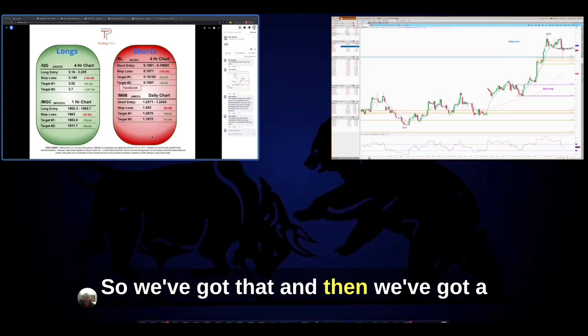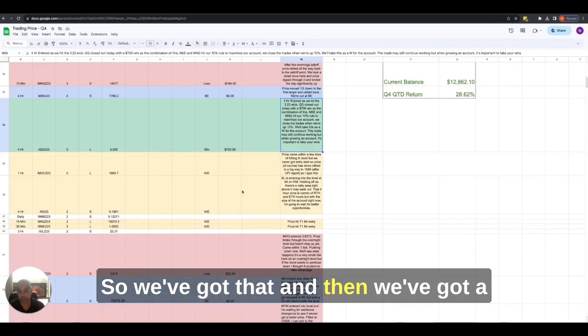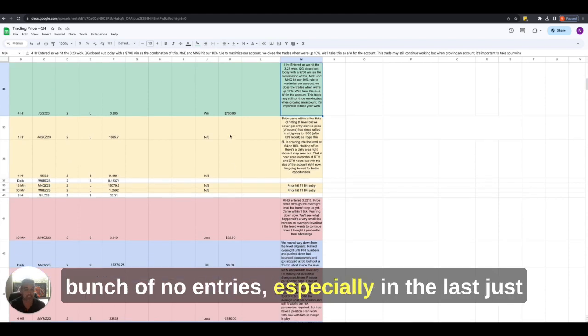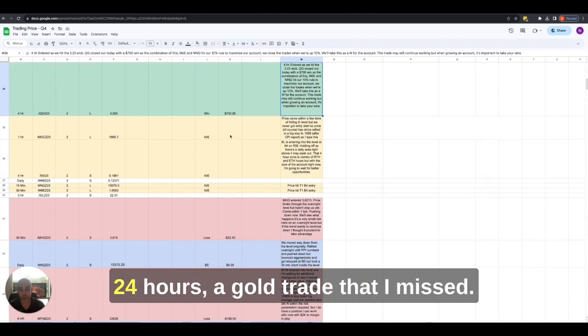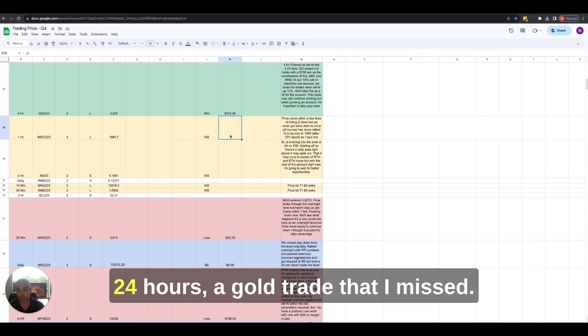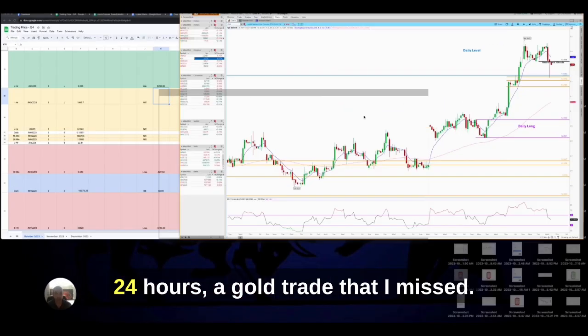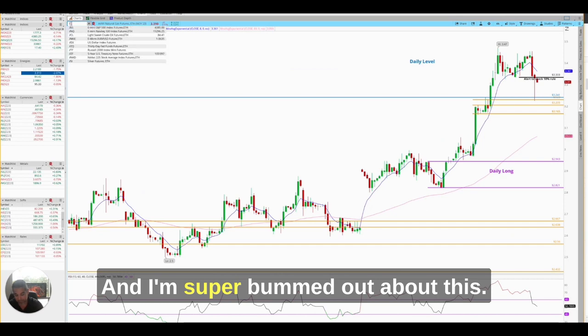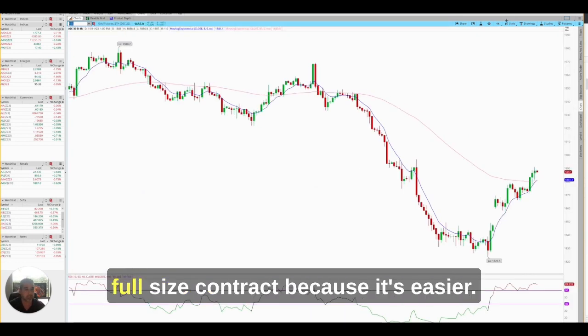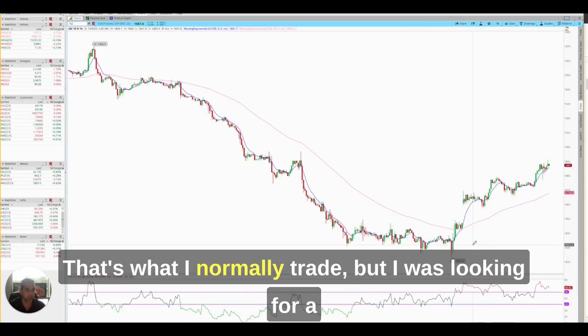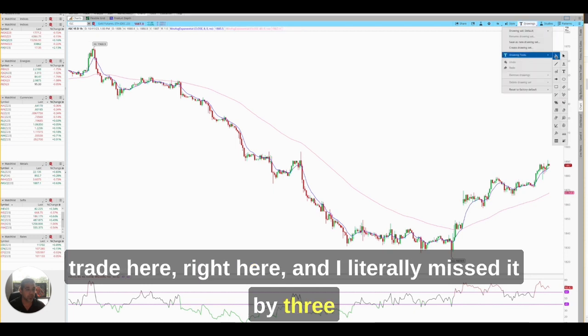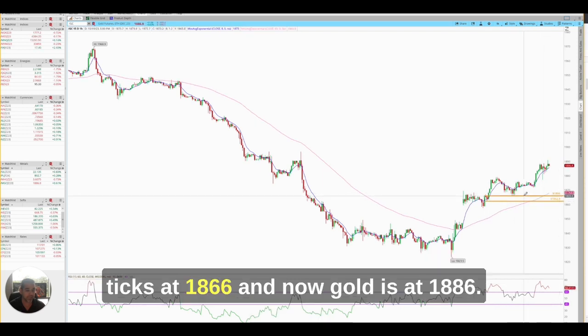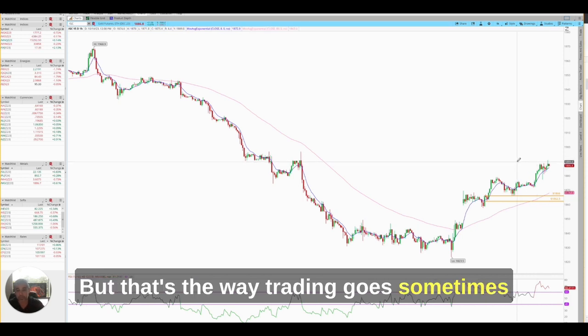So we've got that, and then we've got a bunch of no entries, especially in the last 24 hours. A gold trade that I missed, and I'm super bummed out about this. I'm going to go to the full size contract because it's easier; that's what I normally trade. I was looking for a trade right here, and I literally missed it by 3 ticks at 1866. And now gold is at 1886. But that's the way trading goes sometimes.